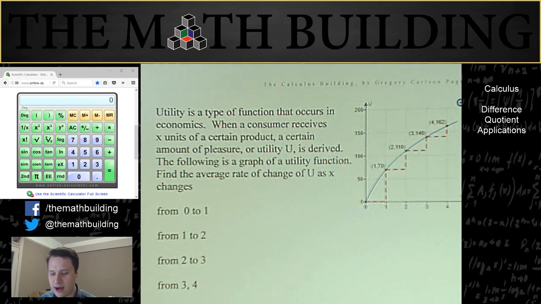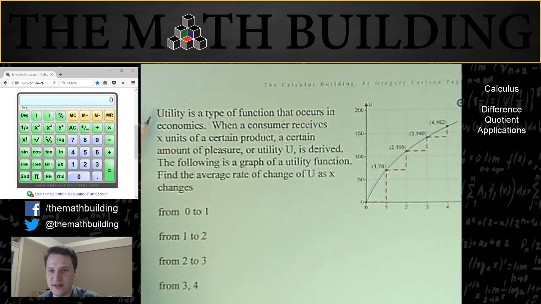We just learned how to find the difference quotient of a function. So now let's do the difference quotient of a few applications. The first one is about utility, and I have a degree in economics.